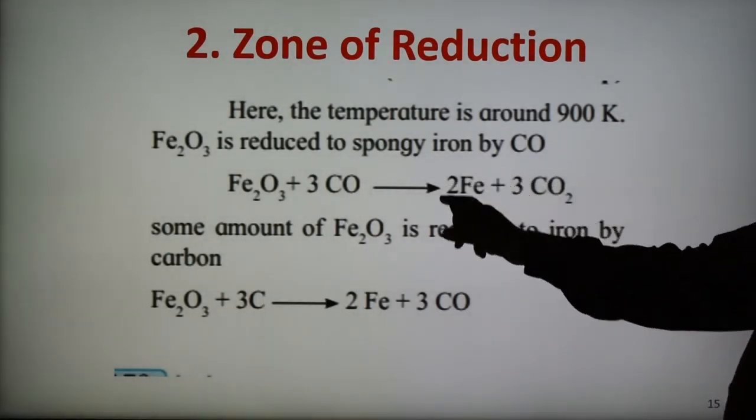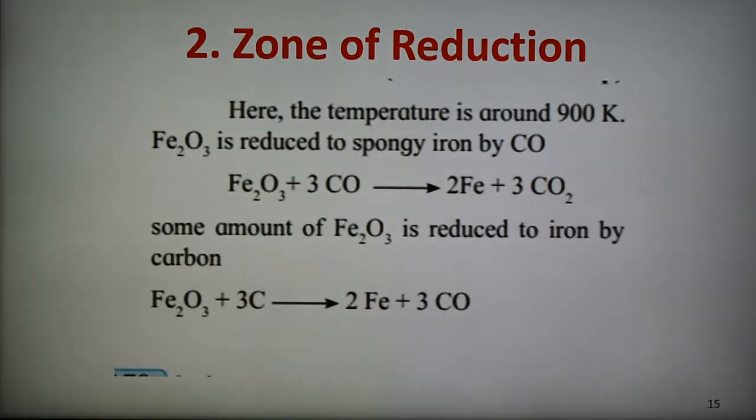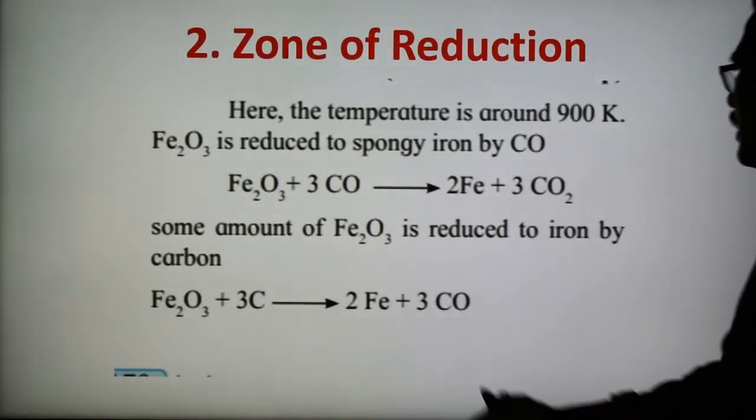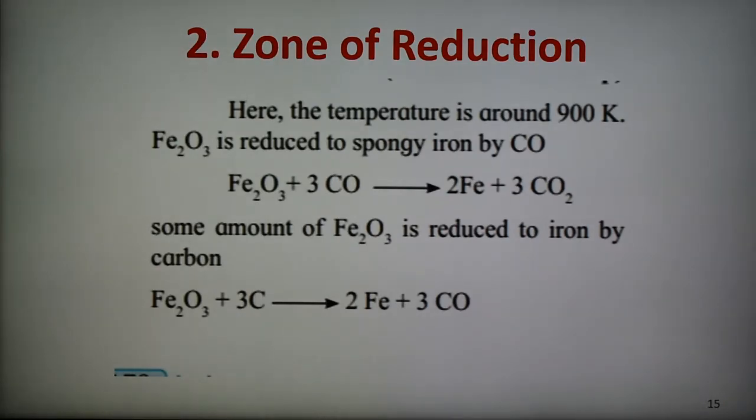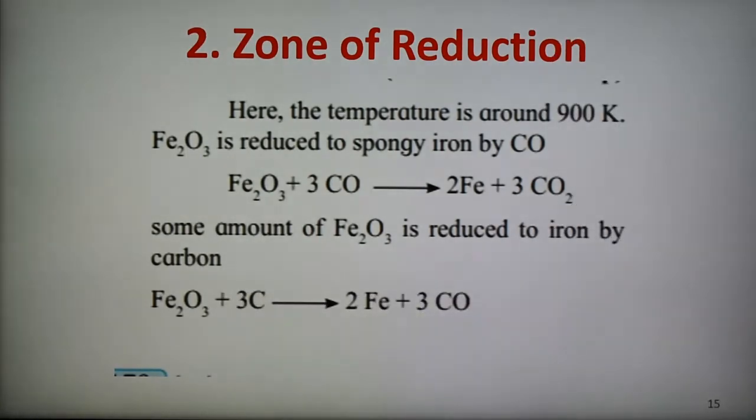So this is the impure metal, and some part of the Fe2O3 is also reduced to iron by carbon. So Fe2O3 also reacts with the carbon, forming this type of metal. So in both cases, carbon monoxide reduces this to metal, and some carbon also reduces Fe2O3 to metallic iron. So this is the second zone of reduction. Carbon and carbon monoxide act as reducing agents, and Fe2O3 is reduced to metallic iron. So this is the second zone, and the third zone is known as the zone of slag formation.